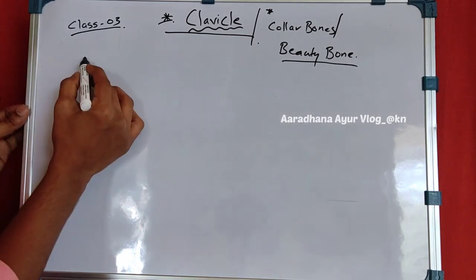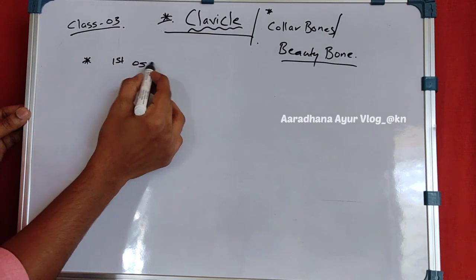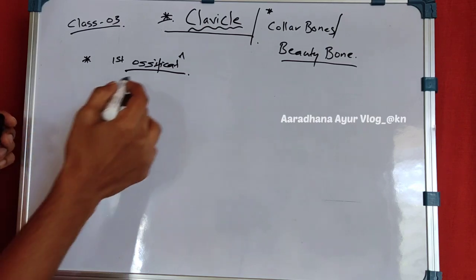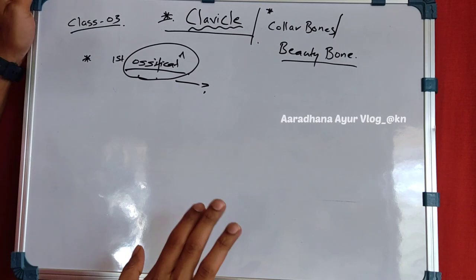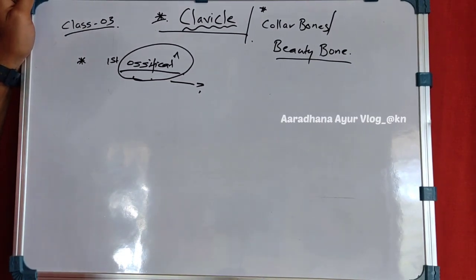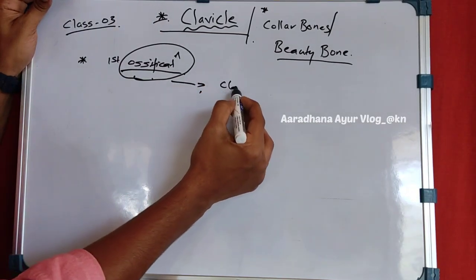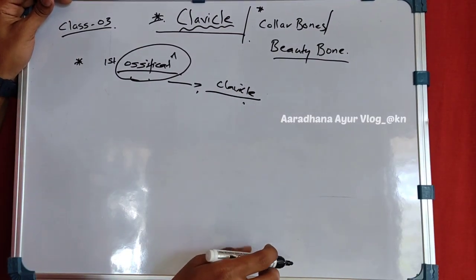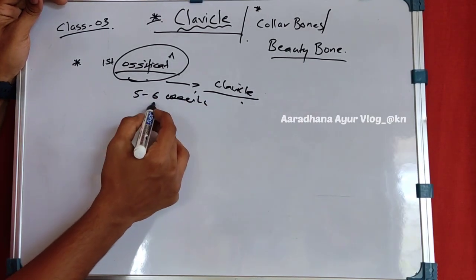And one more peculiarity of this bone is the first ossification. Ossification is the process of formation of the bone. The first ossification starts in the bone called clavicle, in the 5th to 6th week of intrauterine life.